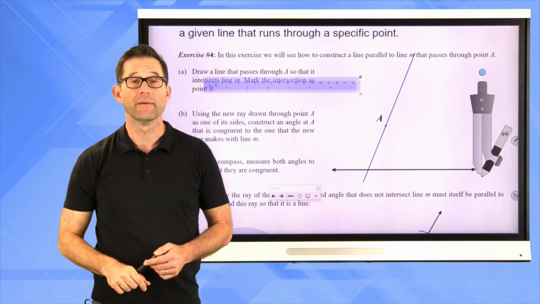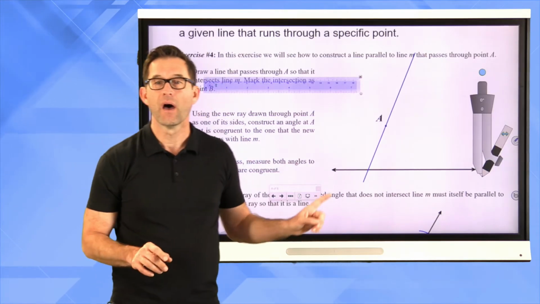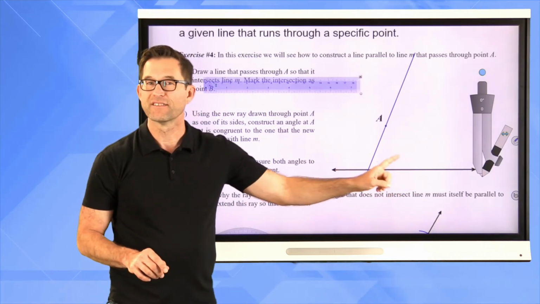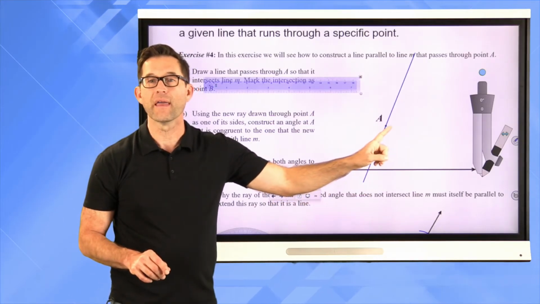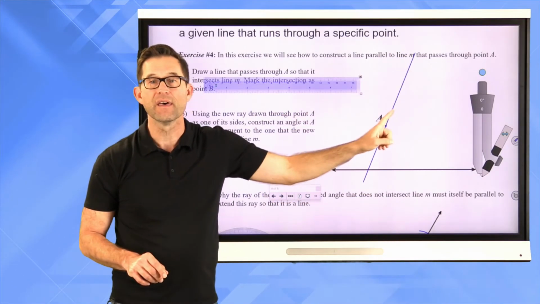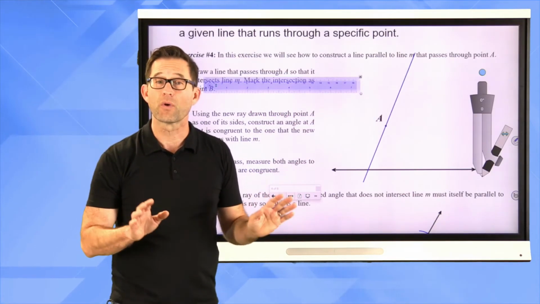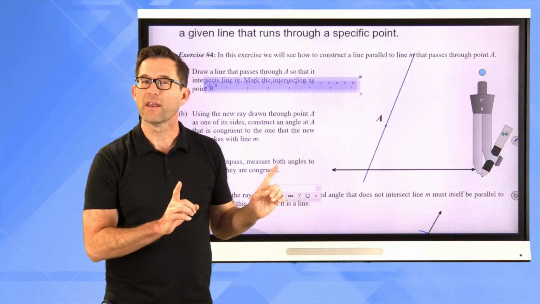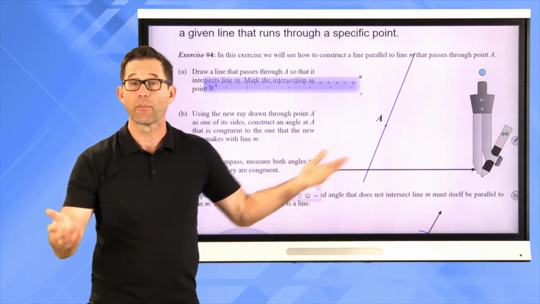Awesome. Letter B. Using the new ray drawn through point A as one of its sides, construct an angle at A that is congruent to the one that the new line makes with M. Okay, so understand this. Here I've got an angle, right? Now this is a little bit funky, but I want to reproduce this angle at point A where this line is one of the two rays that I use. So all I'm doing is the construction we just did, twice, but in a very specific context. I want to reproduce this angle right here. So let's remember how to reproduce an angle.